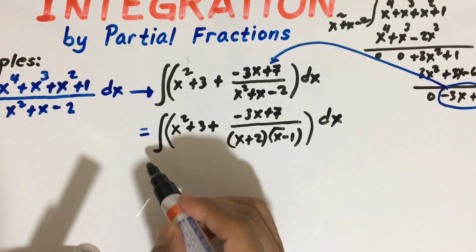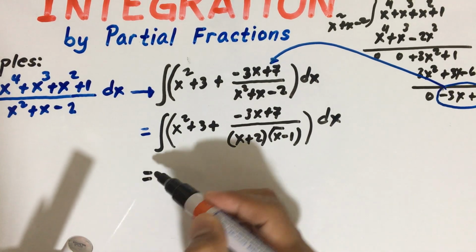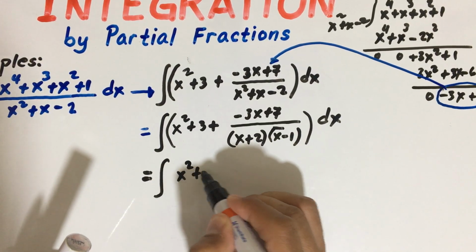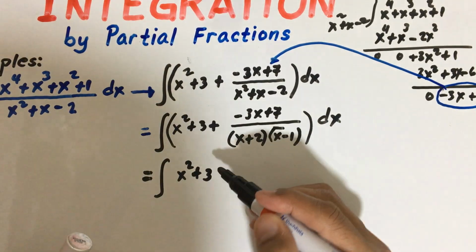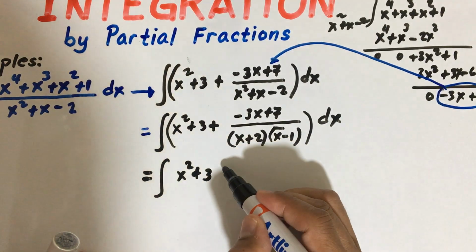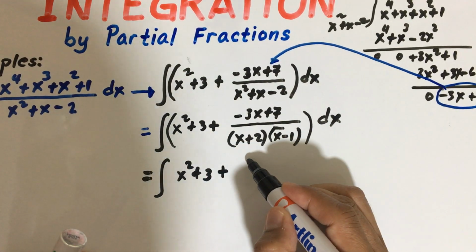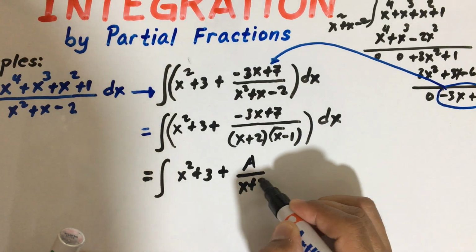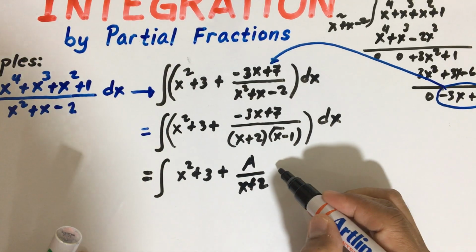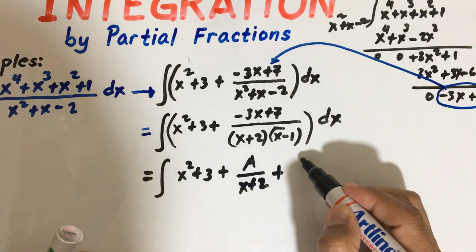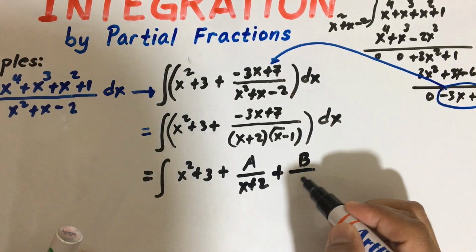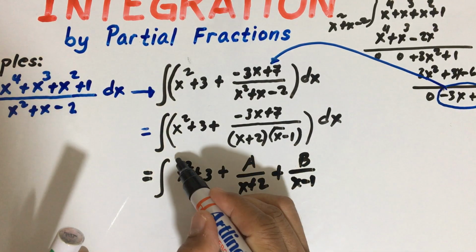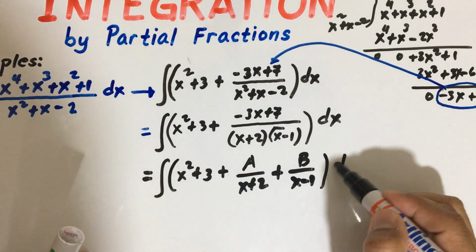Then expressing this in terms of A and B, we have the integral of x squared plus 3, then plus A over x plus 2, then plus B divided by x minus 1. Then everything is multiplied by dx.